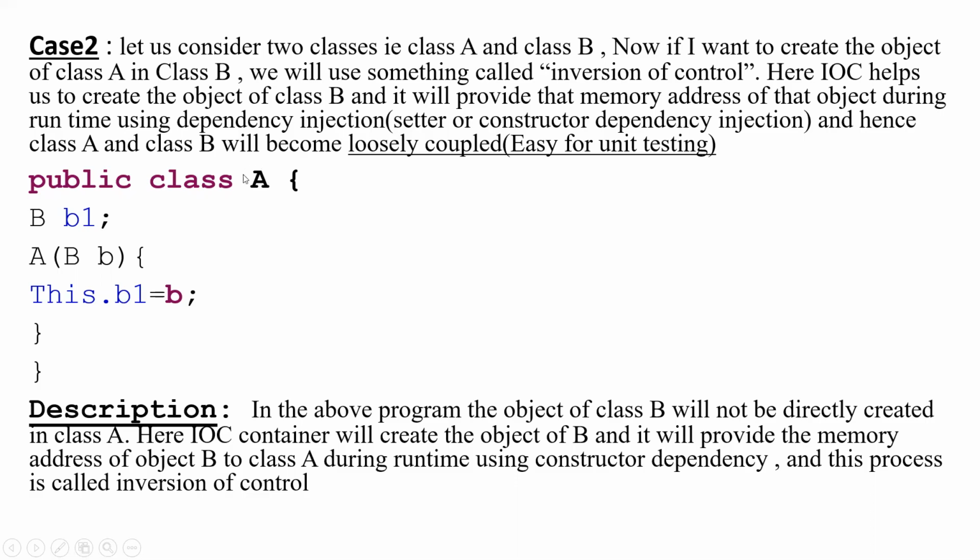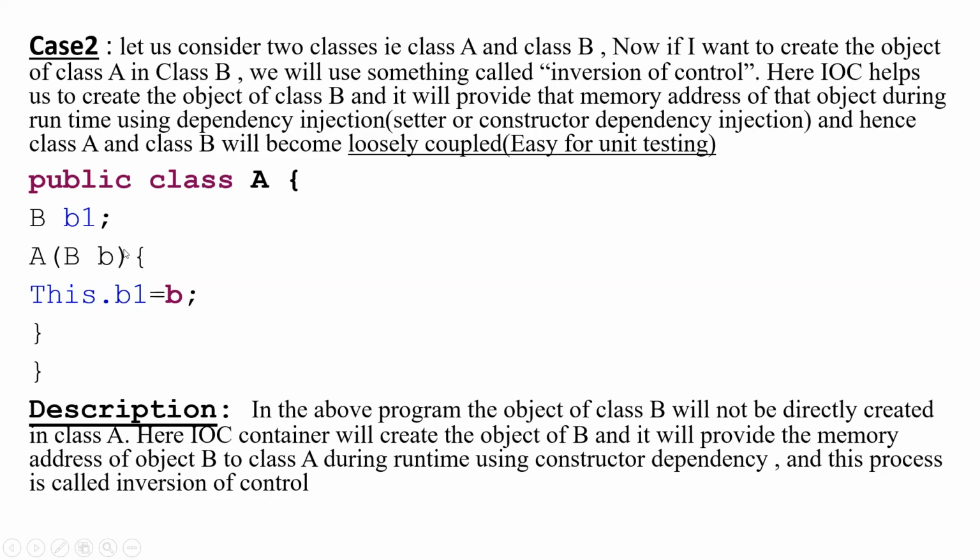I will take the constructor of A, and who is going to inject this? The constructor is expecting a reference variable. See here, I have declared one reference variable, and its type is B. The last two times I told you, whenever you declare a reference variable, the type should be the class name. So I am declaring one reference variable B of type class B. Now, this.B1 equals this B.